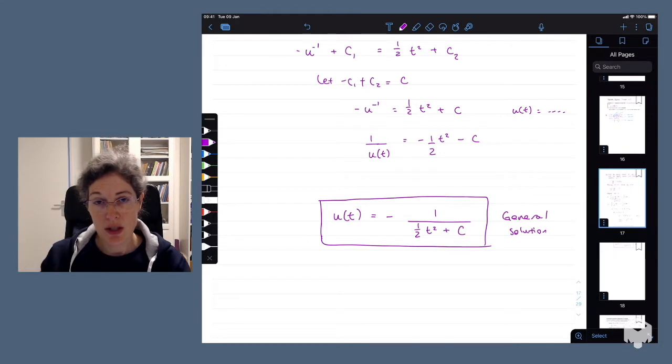Just like when you integrate, you get your family of solutions, which is a whole suite of possible things depending on your c. That's exactly the same thing happening here. We've got a general solution.